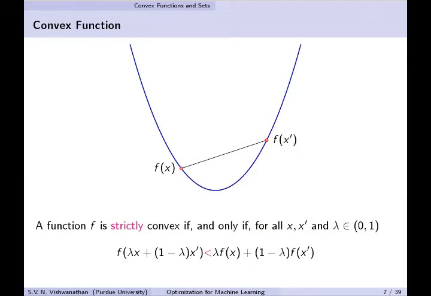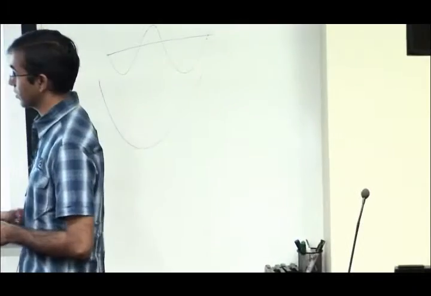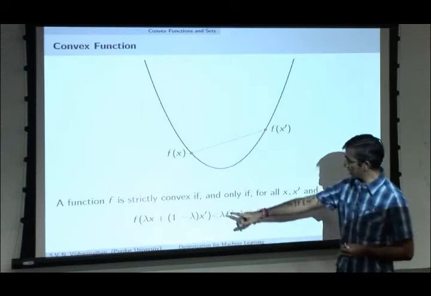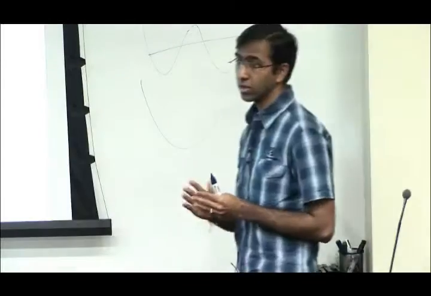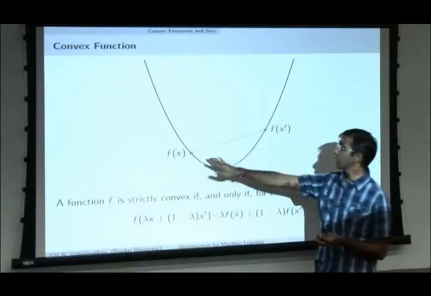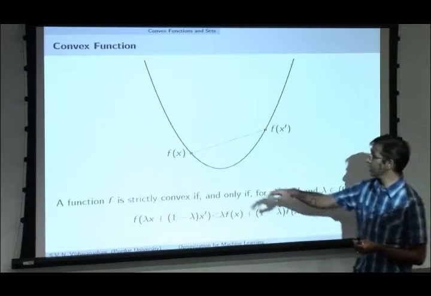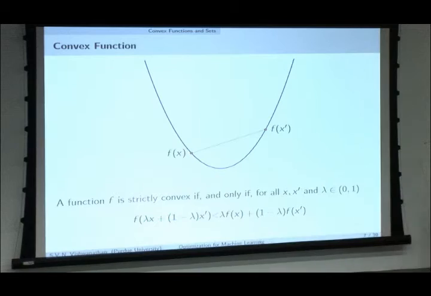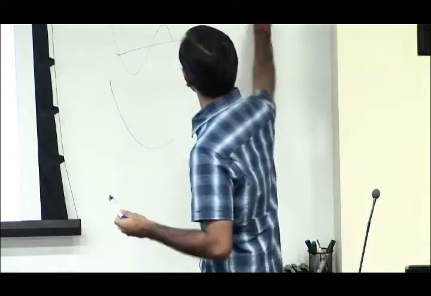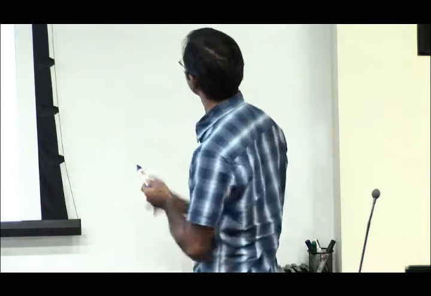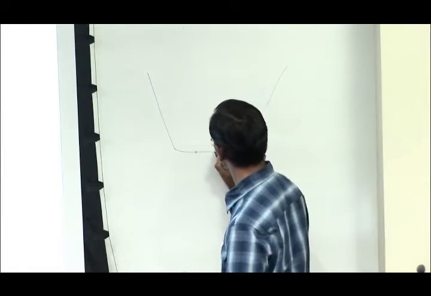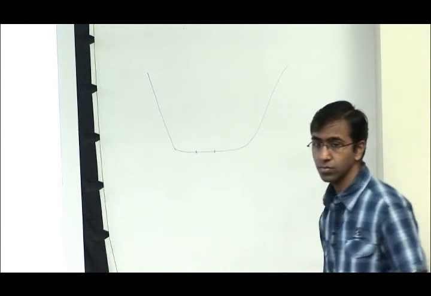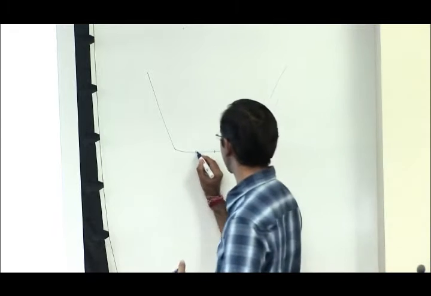And you can then consider a smaller class of convex functions called strictly convex functions, when that inequality is replaced by a strict inequality. That is, if x and x prime are not the same point, then the line connecting them cannot be exactly the same as the function. That is, a function like this is not strictly convex, because here these two points have exactly the same value, okay? And all the intermediate points have the same value.